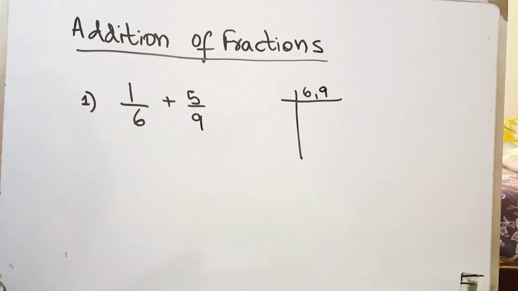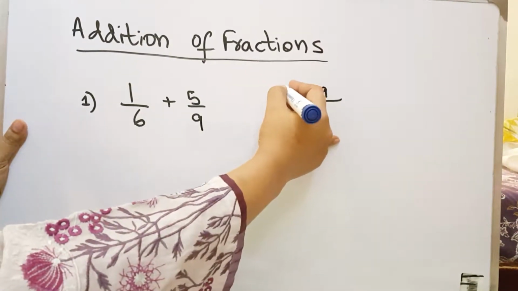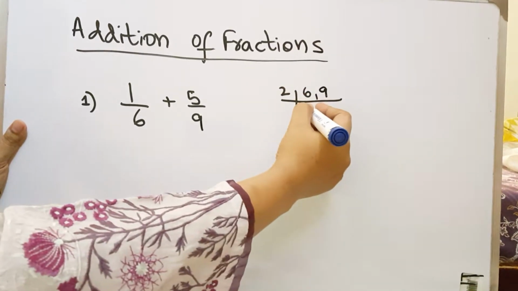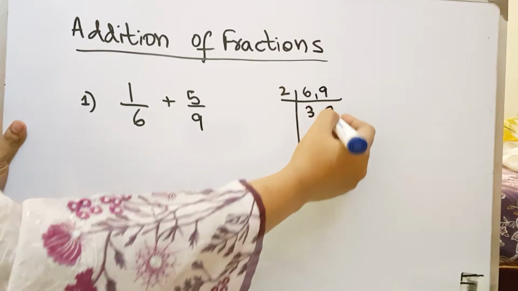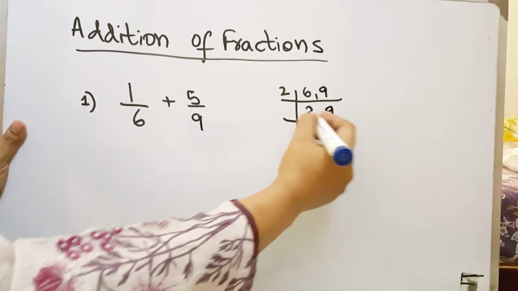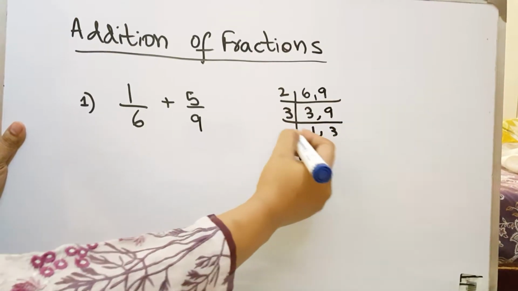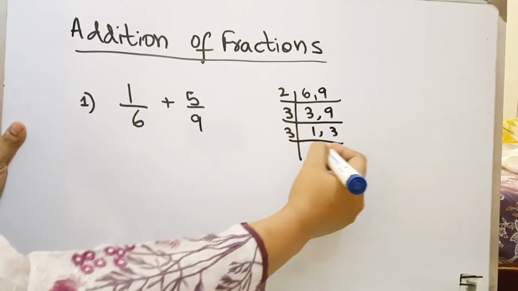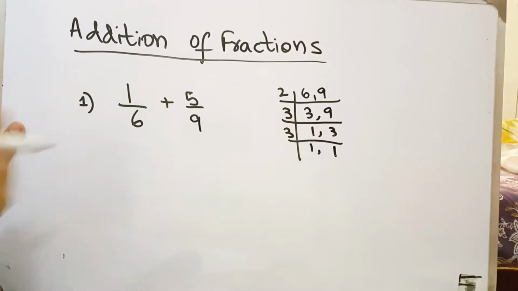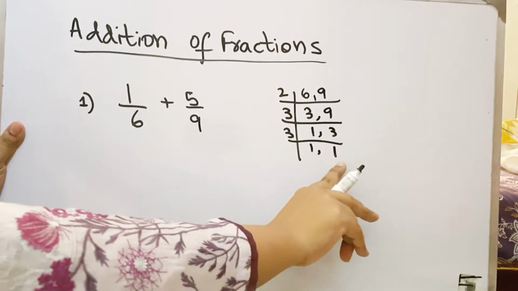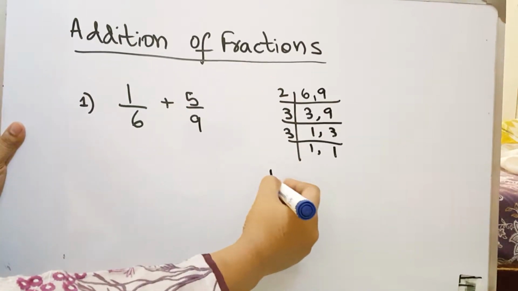Now to find the LCM of 6 and 9, we have to pick up the least prime number, which is 2, which can divide 6. 2 3s is 6 and 9 is written as it is. Now let's pick the next prime number, which is 3, which can divide them both. 3 1s is 3 and 3 3s is 9. And then lastly, we keep on dividing until all of our numbers are gone and we have ones in place of them. So our LCM stops over here.